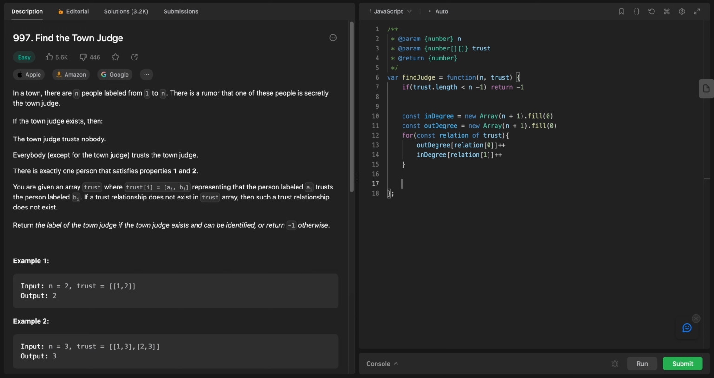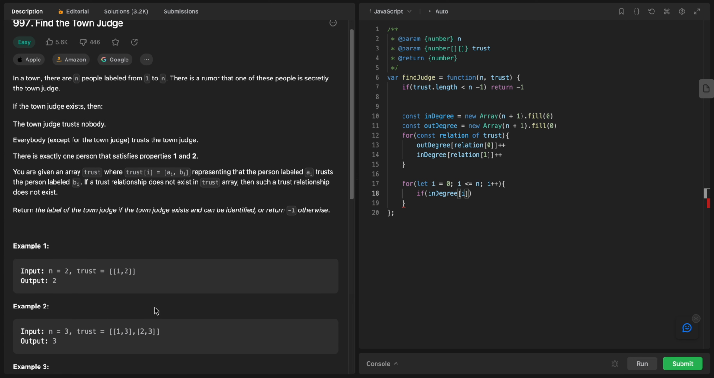When we have this, we'll create another loop, let i equals 0, i less than or equal to n, and i plus plus. Then I will say if in degree of this i, because if we have 2, the people are 1 and 2.